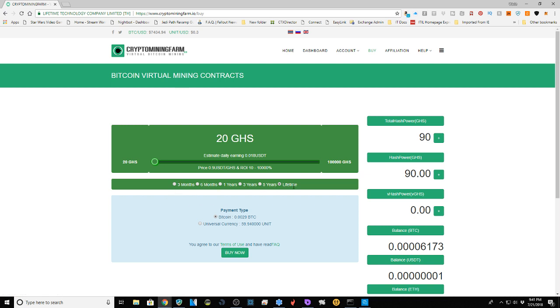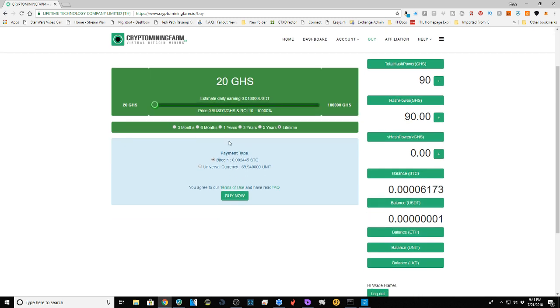And here's your contract lengths. It is 3 months, 6 months, 1 year, or 3 year, or 5 year, or lifetime. Now I've been going with the lifetime. And lifetime is a little more expensive. But 20 gigahash is about 0.002445 bitcoins. I think that's about $18 to $20, which isn't horrible for 20 gigahash for the rest of your life. I know a lot of places have terminated their lifetime contracts, but these guys still offer them, so that's awesome.